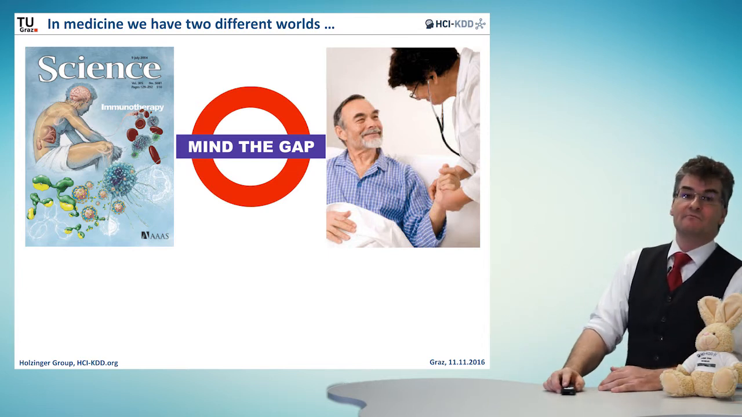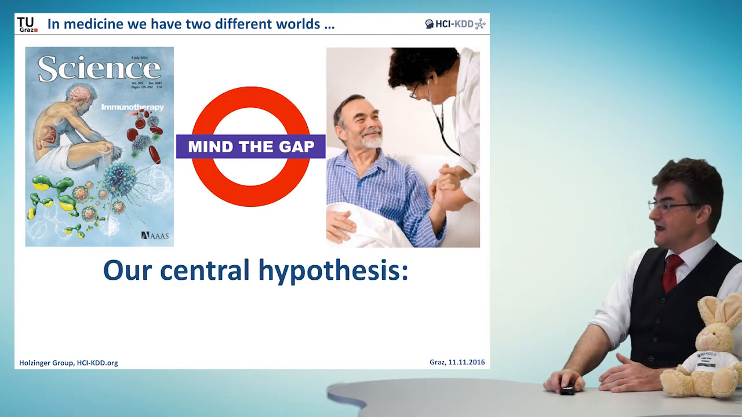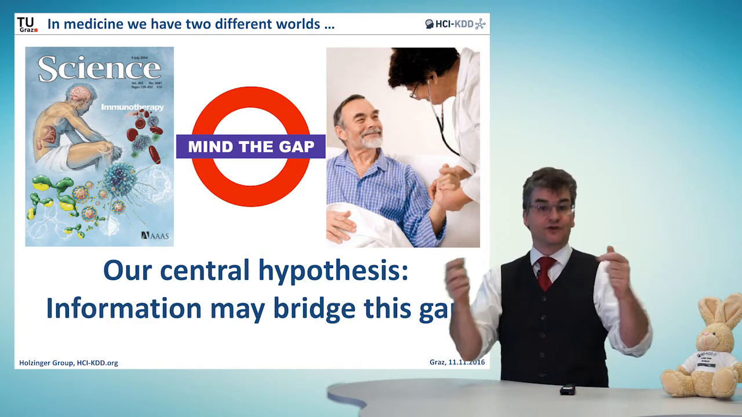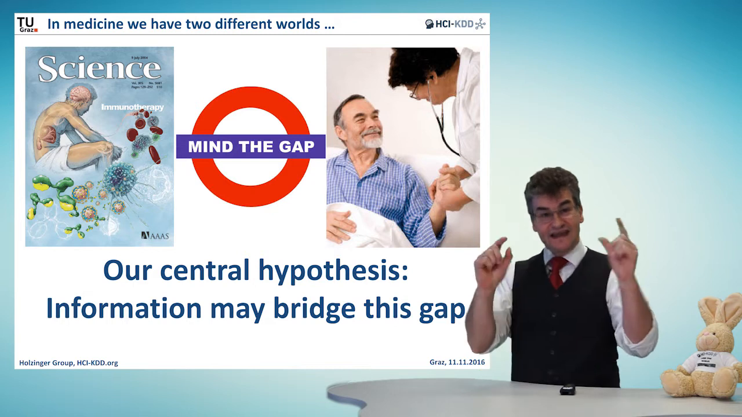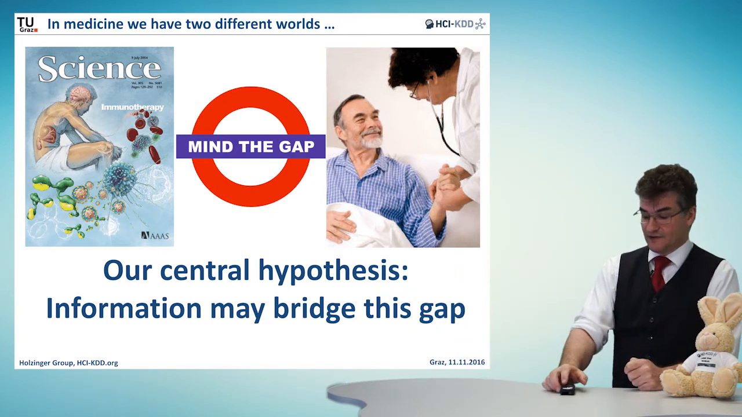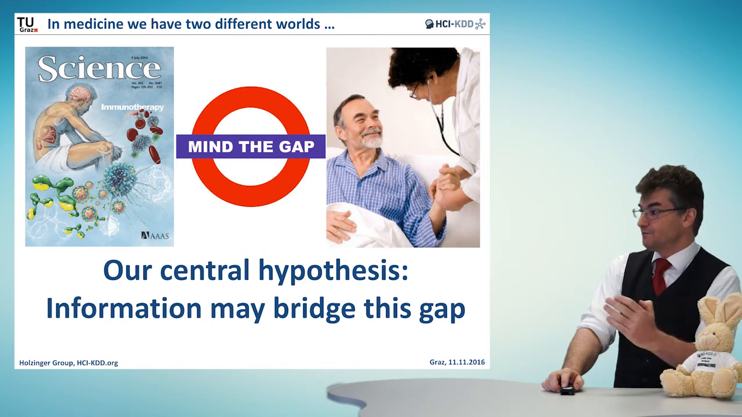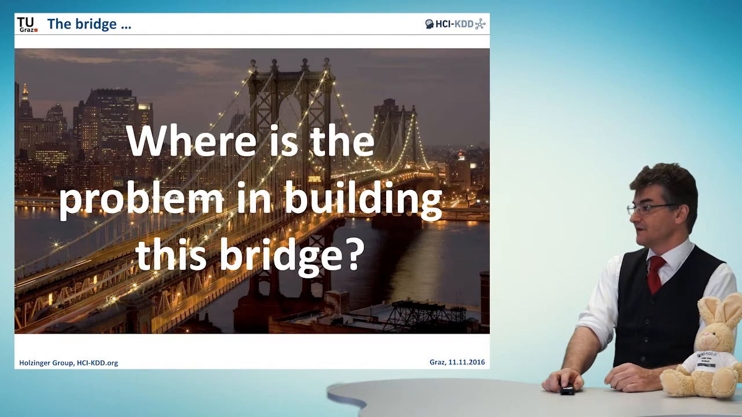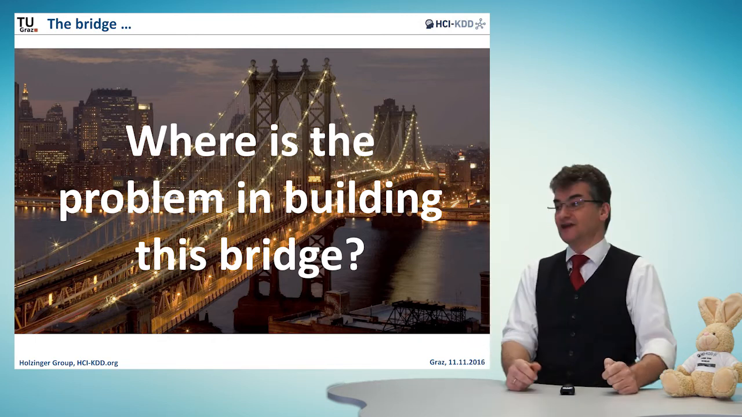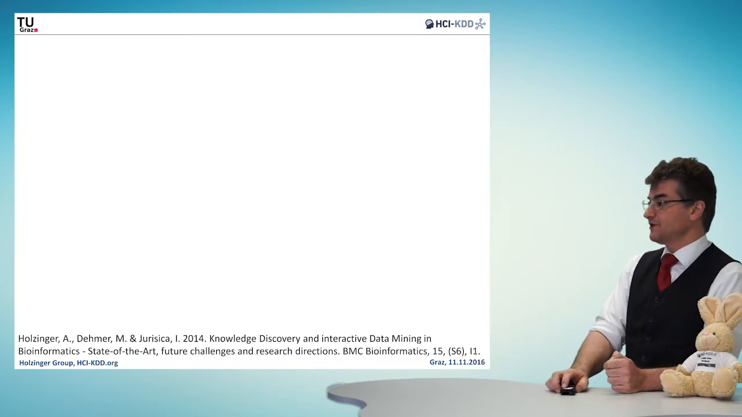And we have a hypothesis about it. We say, and this is our central hypothesis, that information, not data, not knowledge, but information may bridge this gap. So this could be a solution to bring those two worlds together. Okay, but where is the problem? That would be the logical question now. Where is the problem in building this bridge?